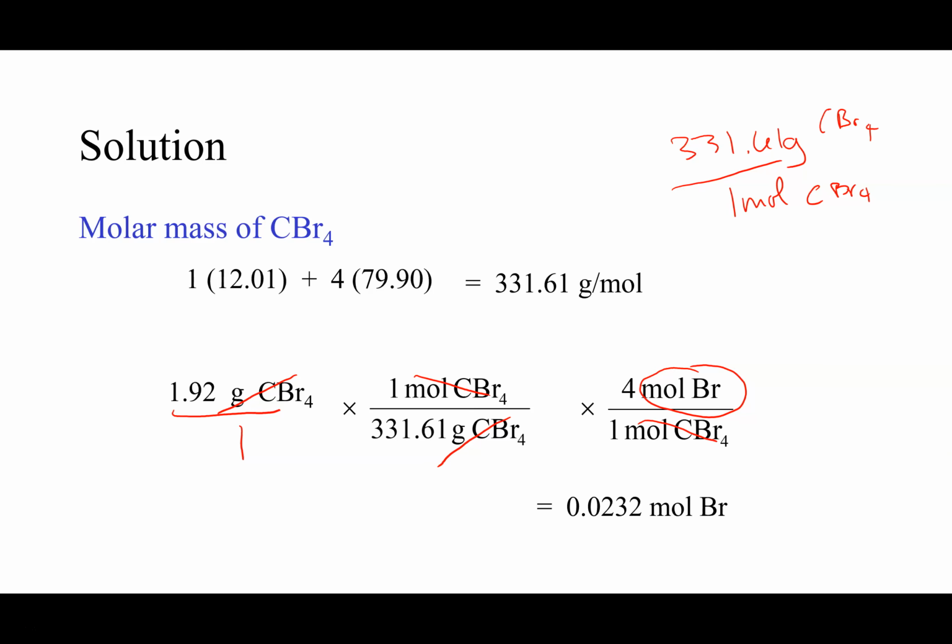So this is what I get. Is this what you got? 0.0232? Okay. 0.0232, and units would be those moles of cute little bromine atoms that we were after.